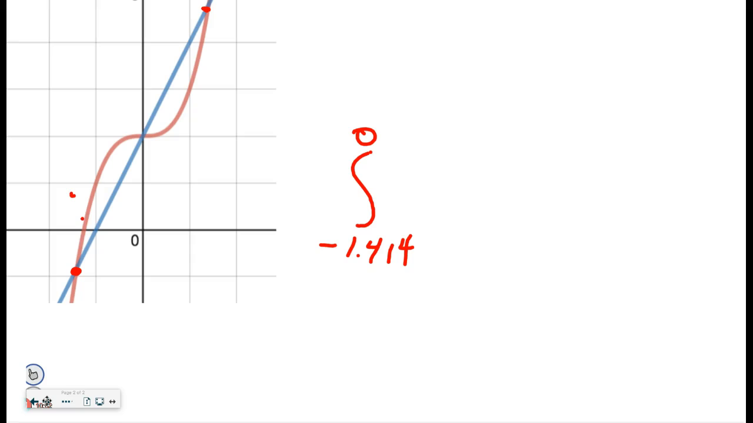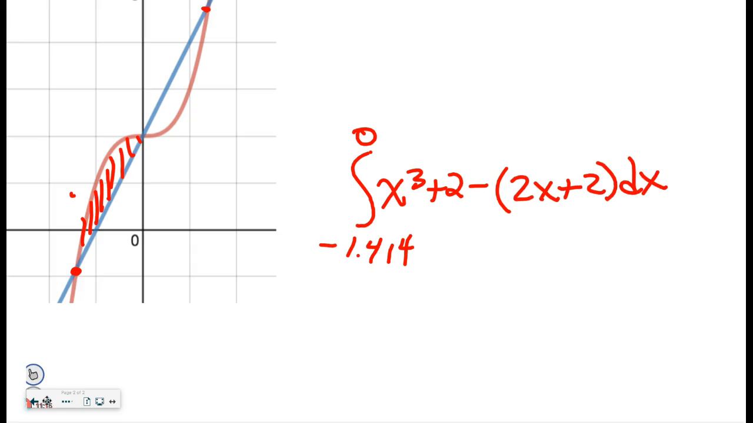For the first one, top minus bottom, and this said area, so no pies. We're not revolving this one. It was purely area, so we should have done the cubic on top. Was it x cubed plus 2? x cubed plus 2 minus the line. What was my linear? 2x plus 2? And it was just the setup. Don't forget the dx. It matters. I take halvesies off for that. And then you'd be going from 0 to 1.414.